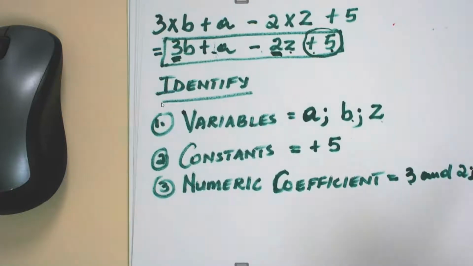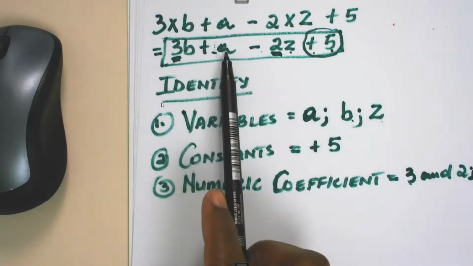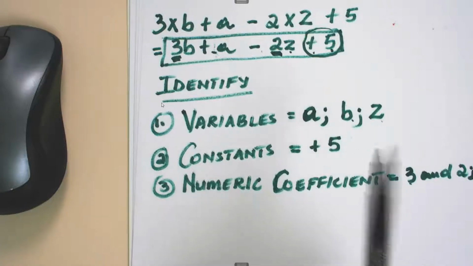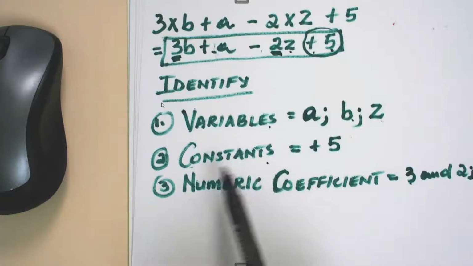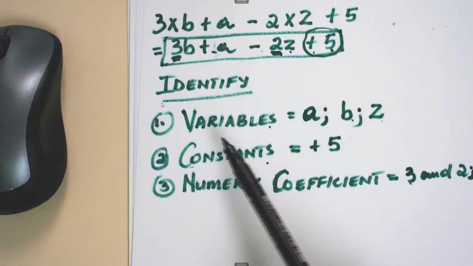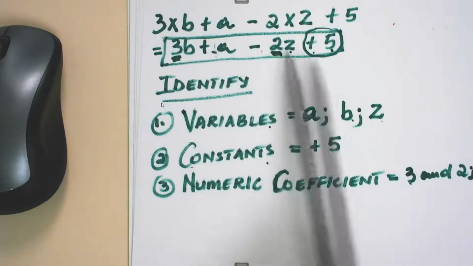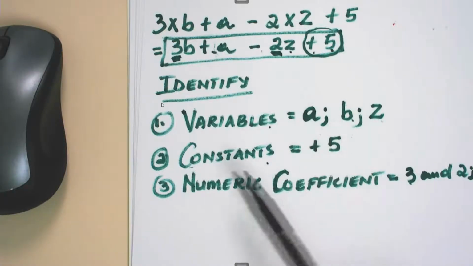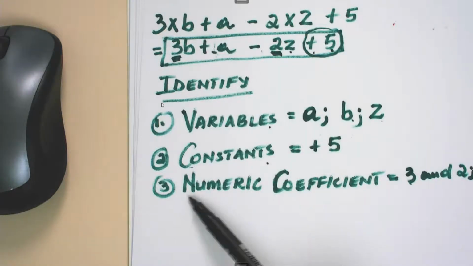So let us get back to the current lesson, guys. First we said, okay, we were given 3b plus a minus 2z plus 5. Then we needed to identify variables, constants, and numeric coefficients. Now, variables, we said they are all alphabets. According to the information here, we've got b, a, and z. All these ones are the variables. And then we said we've got a constant of plus 5.